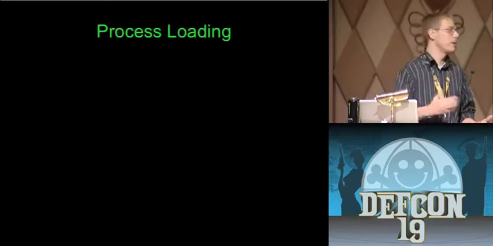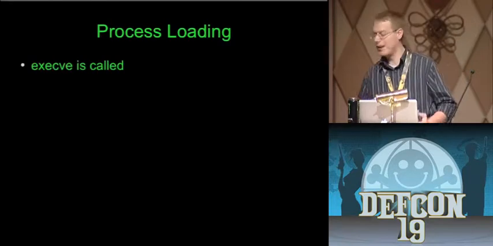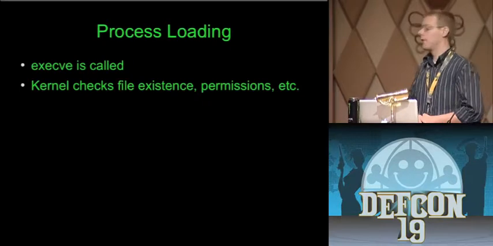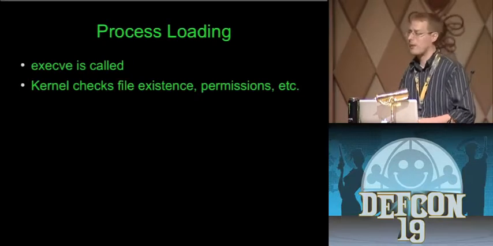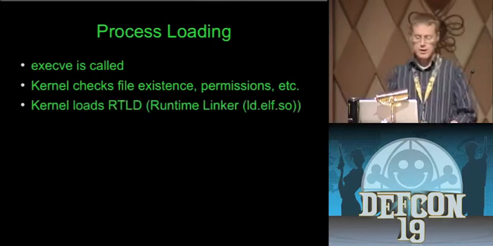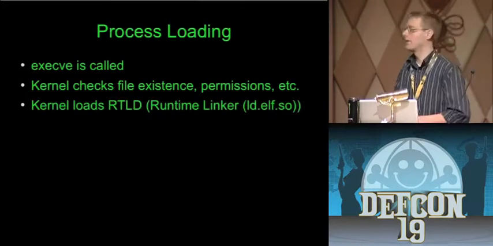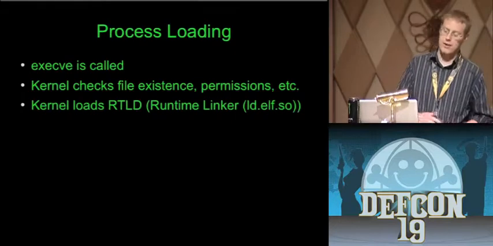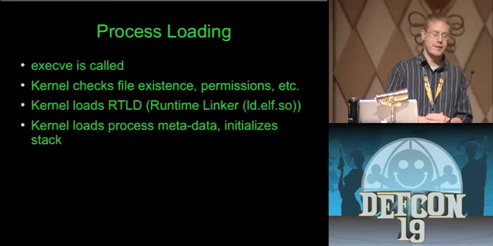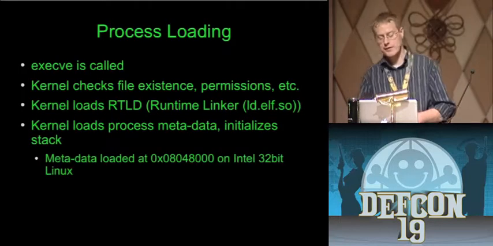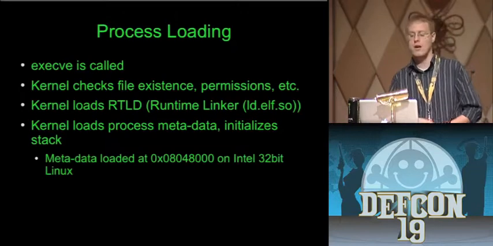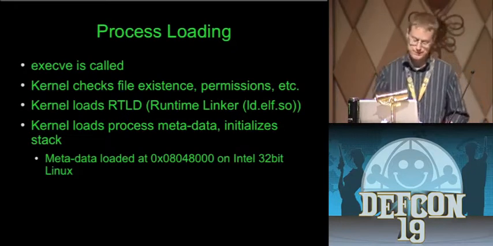So we're going to talk a little bit about process loading, what happens when the execve system call is called. The kernel first checks for file existence. Make sure that the file is there and that you have the permissions to run it. The kernel then loads what is called the runtime linker. A lot of people call that the RTLD. The kernel loads the process metadata and initializes the stack. The metadata is located at the hex address 08048000 on Intel 32-bit Linux.